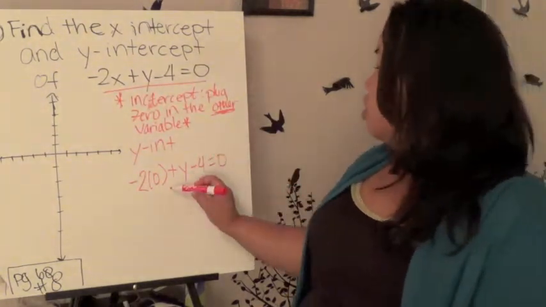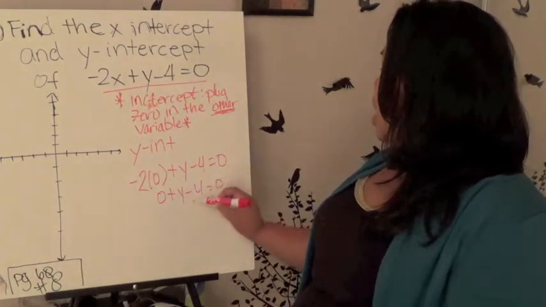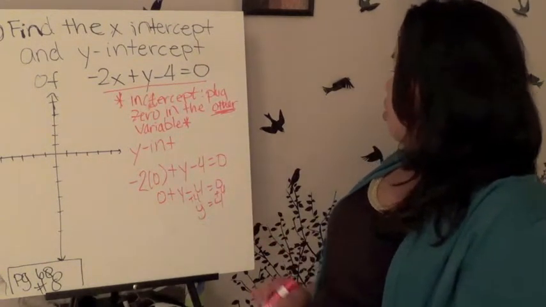So negative 2 times 0 is 0, plus y minus 4 equals 0. I'm going to add 4 to both sides. I end up with y equals 4.